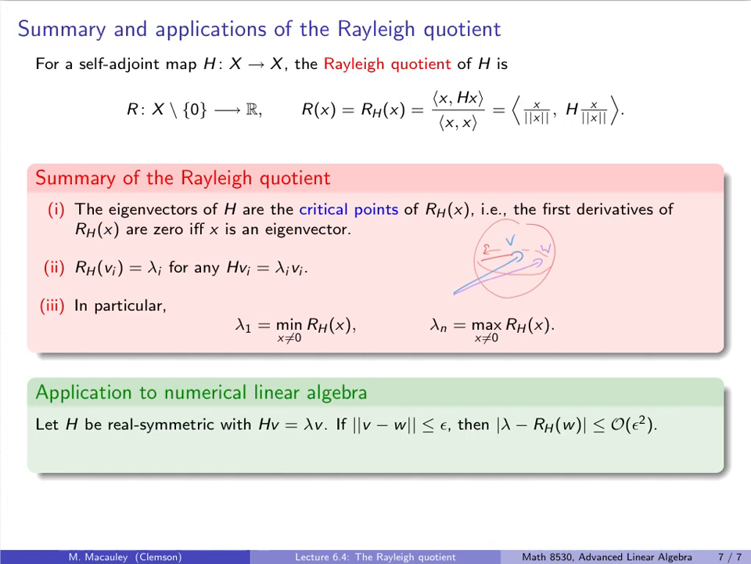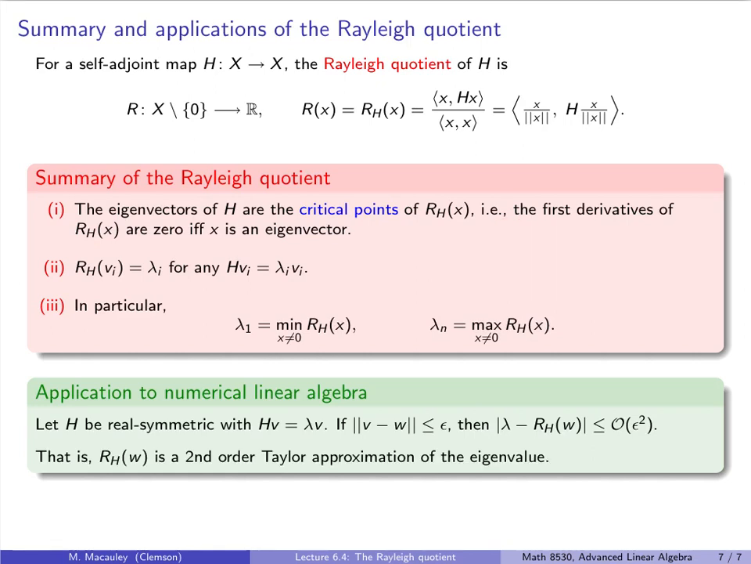And so what you can do is guess an eigenvector and use that to get a better estimation of an eigenvalue, and then use that to get a better estimation of the eigenvector, and just iterate this until you get closer and closer, and it converges pretty quickly. So in other words, the Rayleigh quotient is a second order Taylor approximation of the eigenvalue. So that's the tip of the iceberg. I'll let you Google that if you want to learn more.